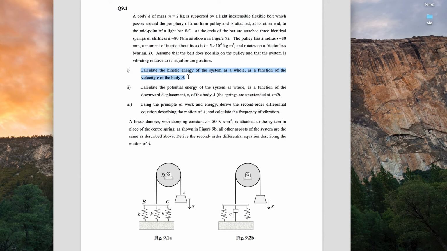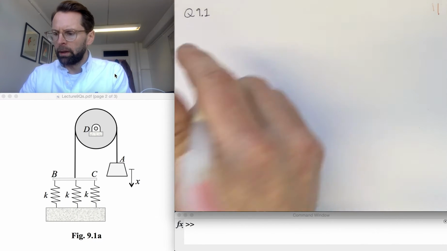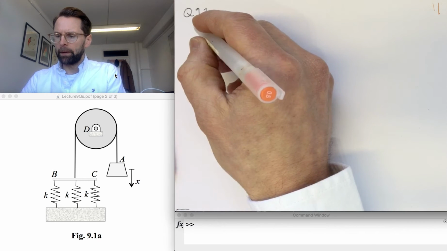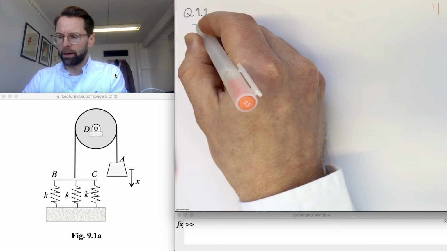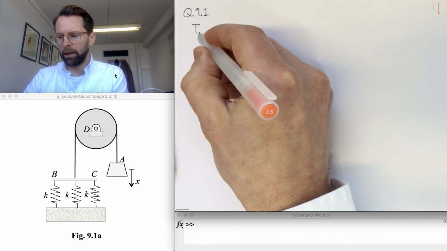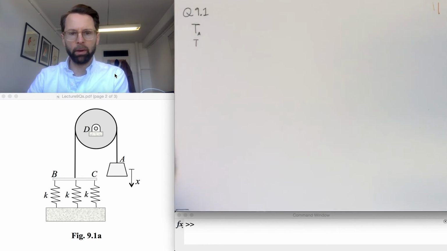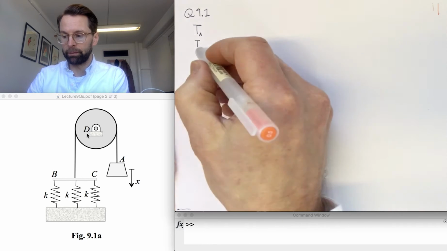as a function of the velocity v of the body. So we want kinetic energy as a function of v, and we're given other properties of the system like the mass, the moment of inertia and the radius in the question. So let's use a symbol T to denote kinetic energy, and there are two components to kinetic energy. There's the kinetic energy of A, which is in pure translation, but there's also the kinetic energy of the pulley here, which is in rotation.